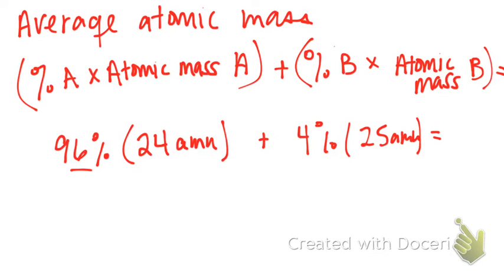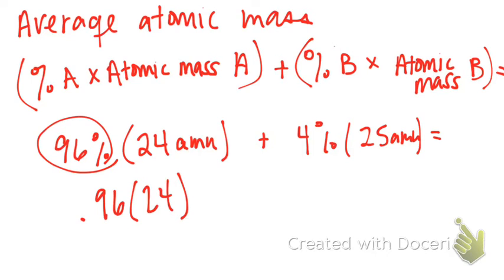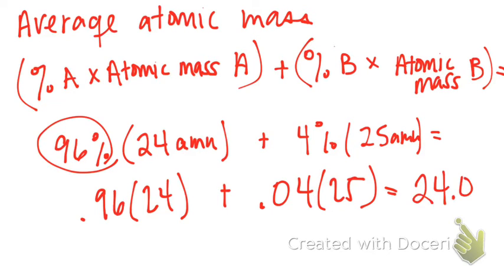So when I calculate my weighted average, I need to convert these percentages to a decimal. 0.96 times 24 plus 0.04 times 25. And I should get an atomic mass somewhere between 24 and 25. Is that what you're getting? 24.04. Okay, so that's how those average atomic masses that are put on the periodic table are calculated.